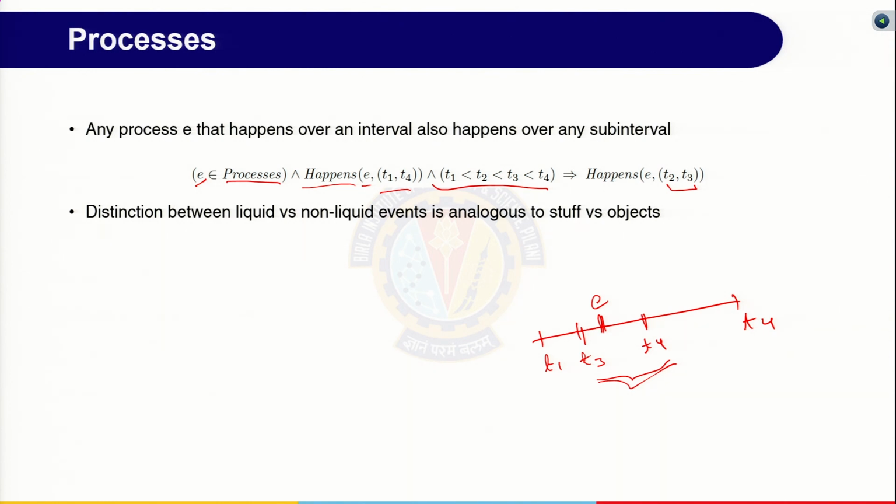You can think of this as analogous to how we were discussing objects and stuff, the count nouns and the mass nouns. That is an analogy that can be used here, where these kinds of events are called liquid events because they can be flexible with the time intervals they have, and these other kinds of events are called non-liquid events.